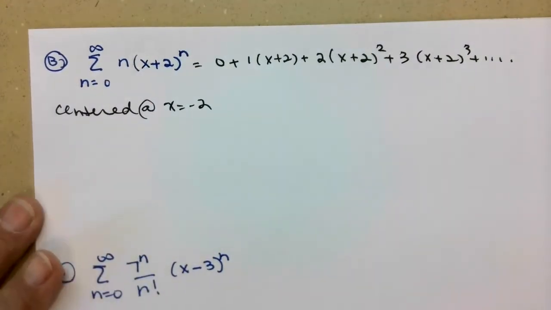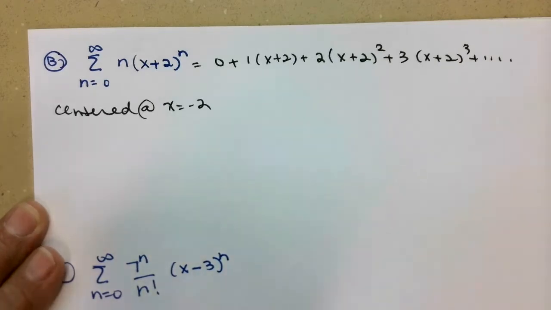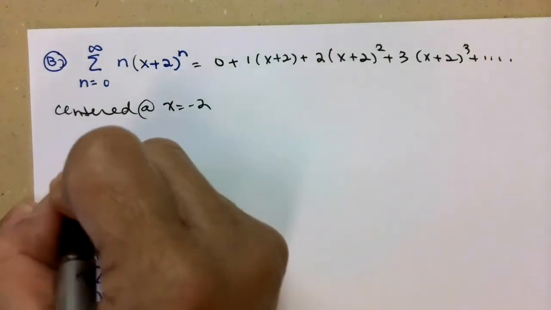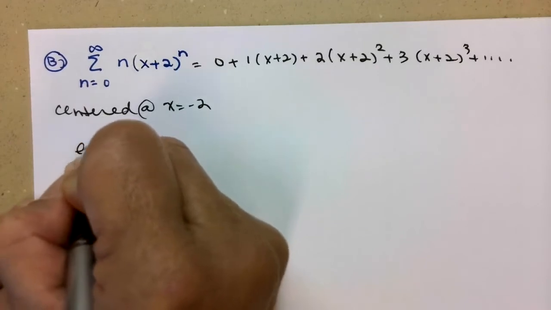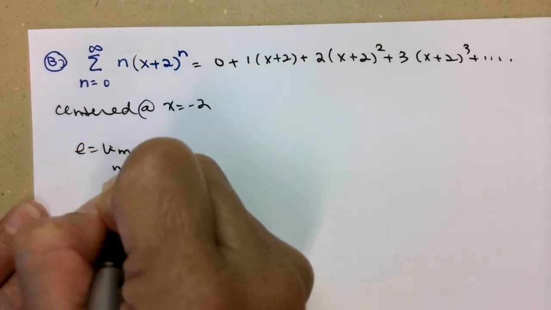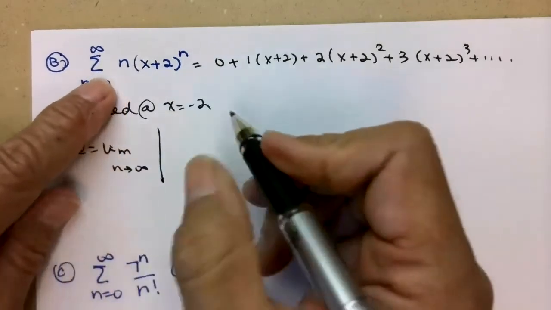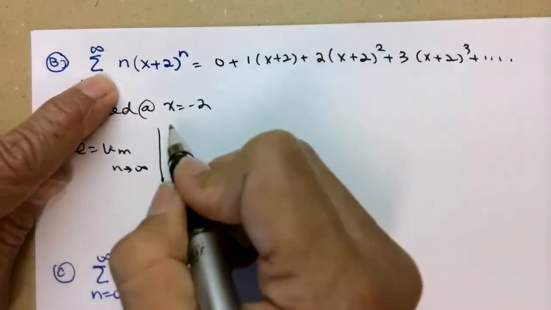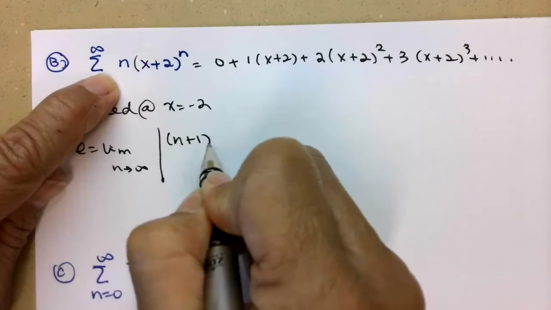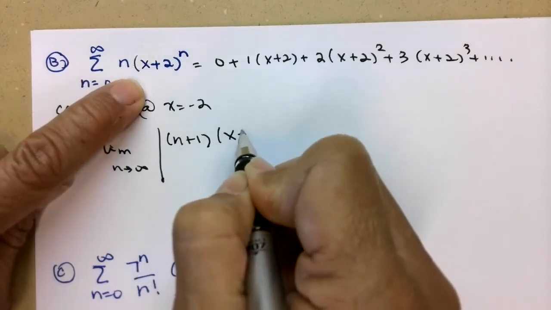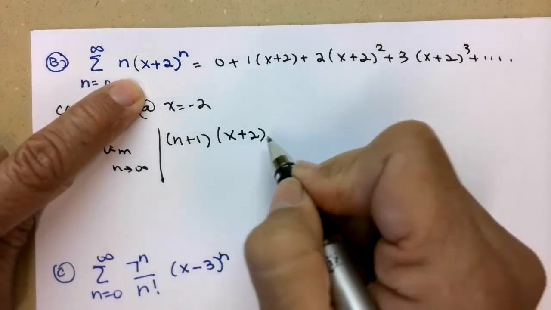So let's see if we can find a radius of convergence. So we're going to use the ratio test. So here goes our ratio test. I'm going to set rho equal to the limit as n gets big. So I need the absolute value. So I need the n plus 1th term, a sub n plus 1. So I'm going to get n plus 1 times x plus 2 to the n plus 1.